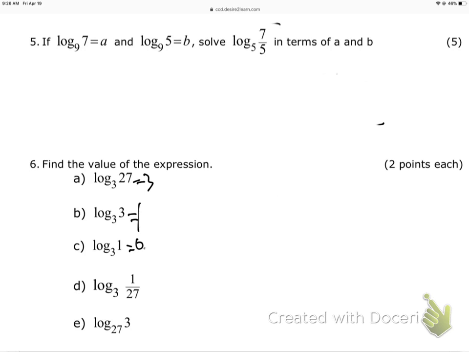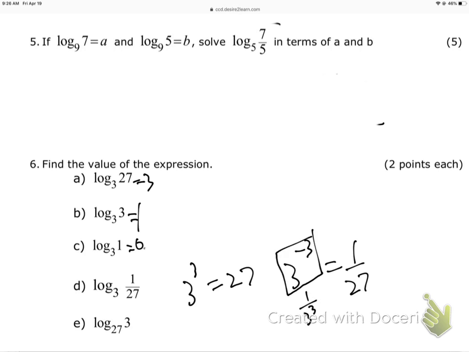How about this next one? 3 to the power what is 1/27? Well, remember, 3 to the power 3 is 27. 3 to the power negative 3 is 1 over 27. Because remember, this is 1 over 3 cubed if I flip it. And that'll give you that. So remember that. When you log those fractions, remember, you're going to get a negative answer.